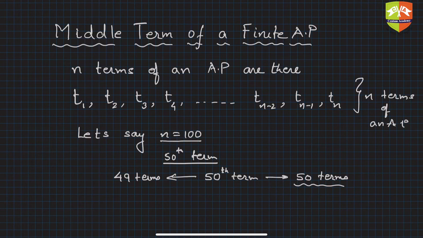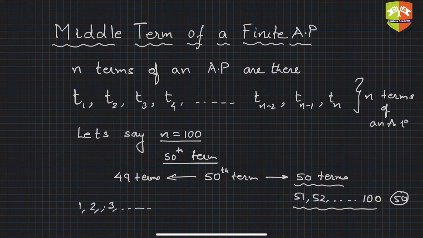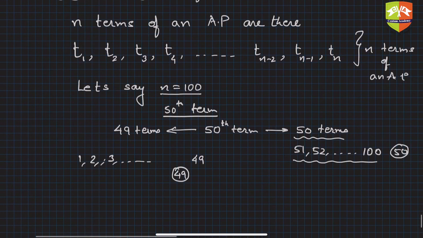Because from 51, 52, if you count till 100, since n was 100, there are 50 terms. But on this side, from 1 to 2 to 3 till 49, there are 49 terms, so they are not equal. So we see that there is a problem.